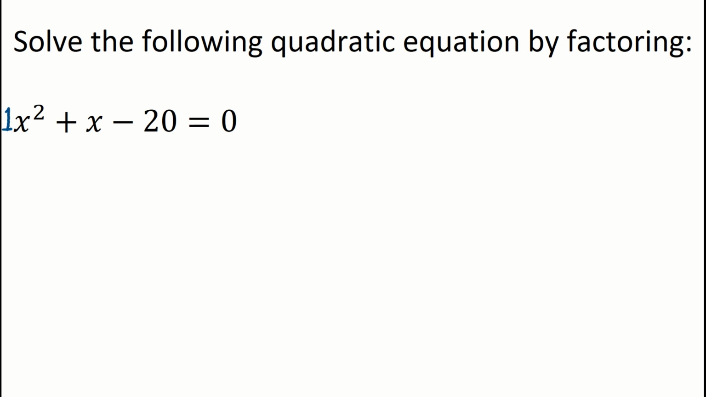Now let's talk about how we factor them. In order to factor them, I like writing out the acronym MAN. So M-A-N. And the M stands for multiply, the A stands for addition, and the N stands for numbers. So we always want to multiply to the last number over here. So we're going to multiply to negative 20.